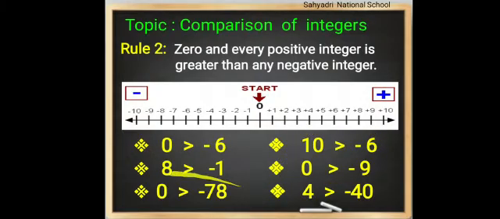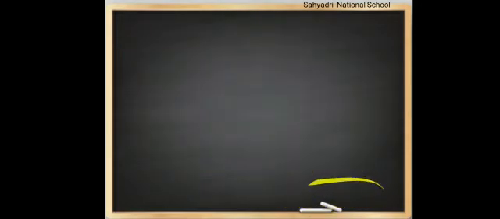Now let us see this example. 0 is greater than negative 78. Negative 78 is not seen on the number line, but it can be plotted when we go towards negative infinity on the left side of the number line. Thus, negative 78 is less than 0. 4 is greater than negative 40.